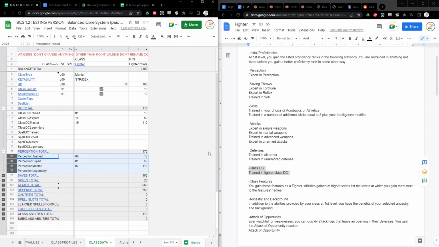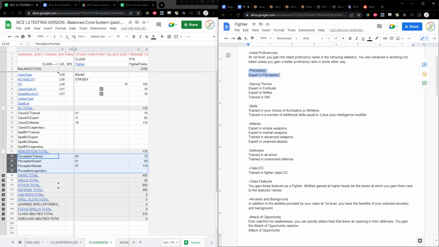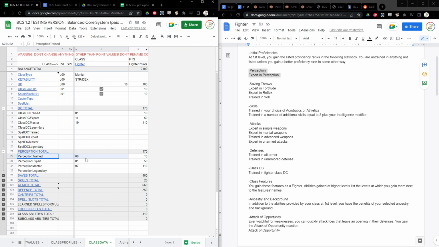So perception, we'll start with the expert in perception. So what I have here is trained is level 0 because you still need to have a cost associated with it. Trained is 10 points, and the way I came about that is mostly because every class gets at least trained in all their proficiencies at level 1. Some get expert, but they all get at least trained at level 1. And so I just give trained a level 1 cost of 10 points, and that seems to be working across the board.